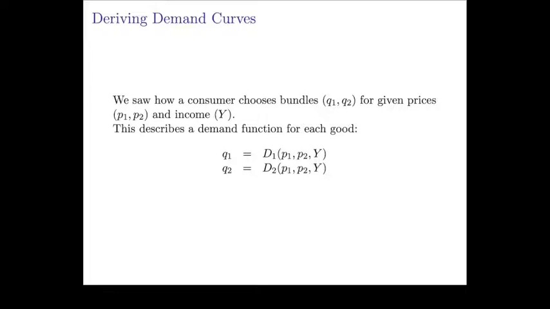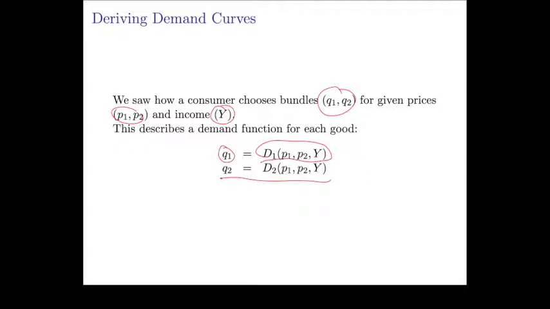We saw in Chapter 3 how to calculate the optimal bundle for a consumer, Q1, Q2, given the prices P1, P2, and the consumer's income Y. So if Q1, Q2 is the optimal bundle at those prices and that income, then the demand for good 1 is Q1. So that's the demand for good 1 as a function of price P1, P2, and income Y. Similarly, Q2 is the demand for good 2.